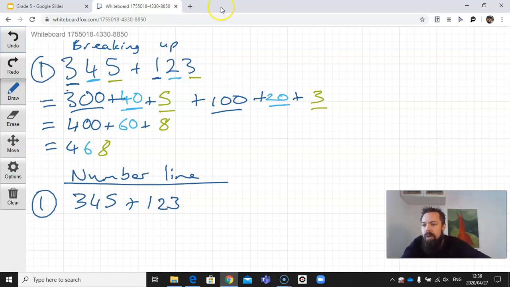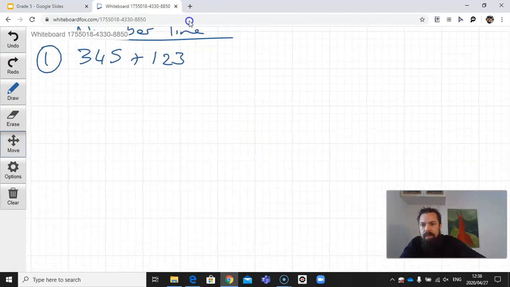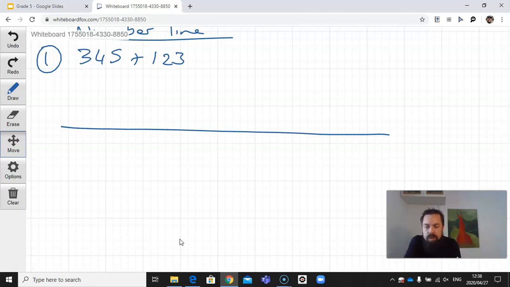So I hope that you're familiar with number lines. It's just a line that shows numbers as they appear. So getting bigger to the right and getting smaller to the left. I'm going to start off by just putting my big number onto the number line. Next, I'm going to jump my hundreds. So if I go 345 and I jump 100 ahead, it will get me to 445.